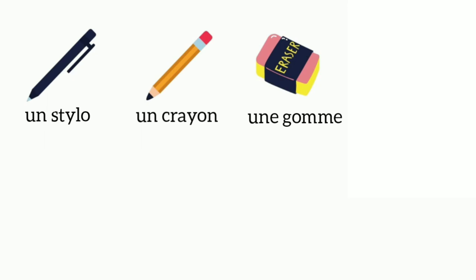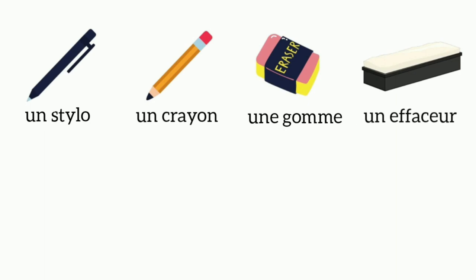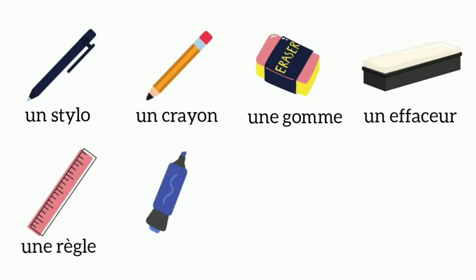Okay, so une gomme, feminine. So that is why we are using une. Une gomme is an eraser. Next comes the duster used to clear the board. It is called un effaceur. Un effaceur. Okay, then the ruler that we have, a scale, is called une règle. Une règle. Then next is a marker.